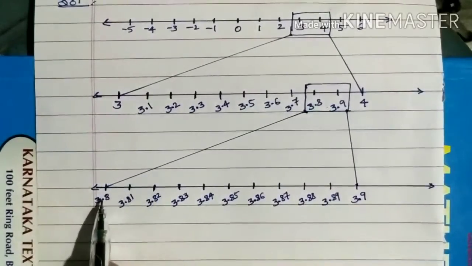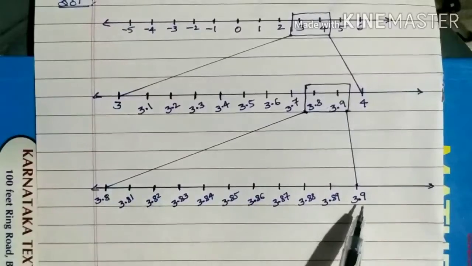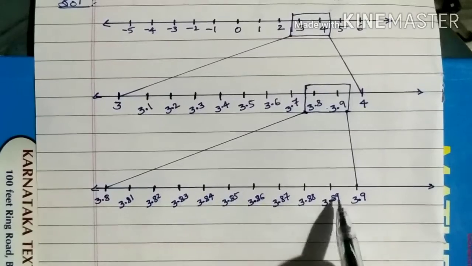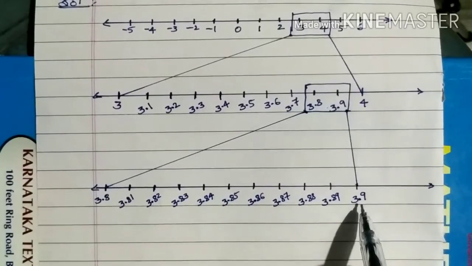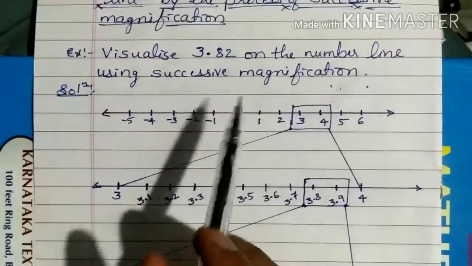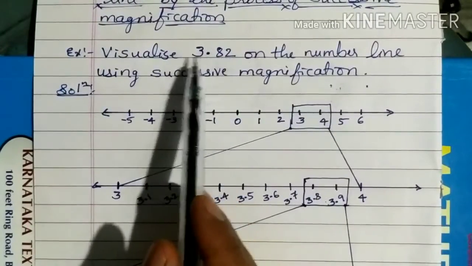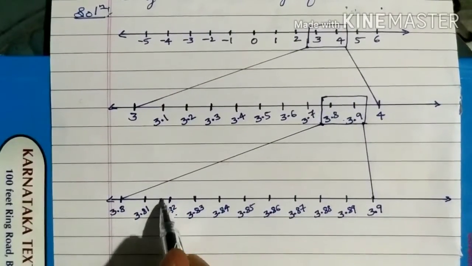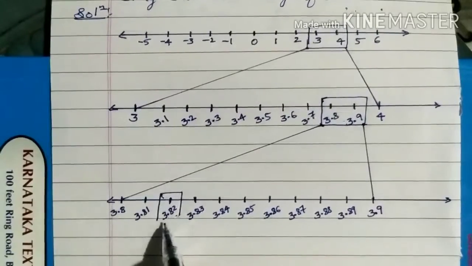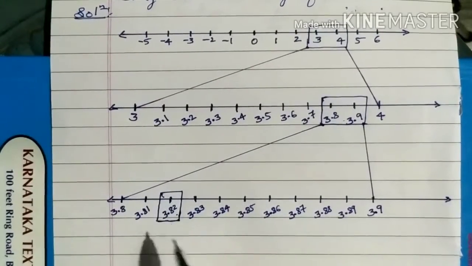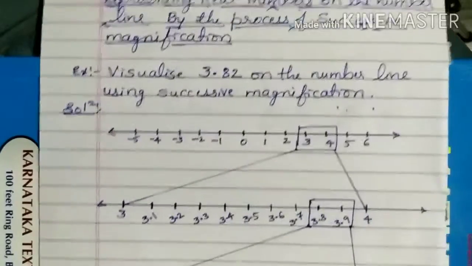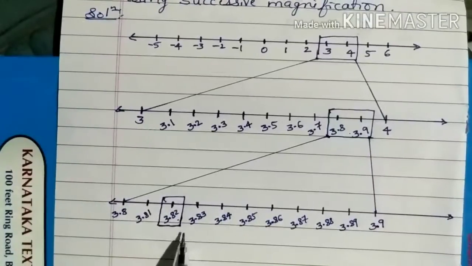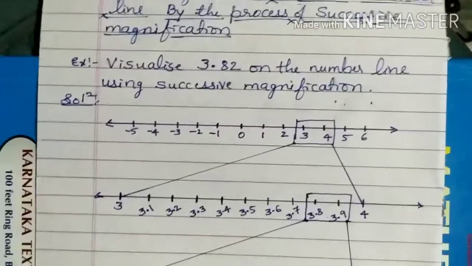After magnification you can see 3.8 here, 3.9 here. After 3.8: 3.81, 3.82, 3.83, and so on up to 3.89 and 3.9. The question is to find 3.82, so definitely you can see it here. So here it is 3.82, right? So this completes the first example. 3.82 is here. This is how you have to solve the given problem.